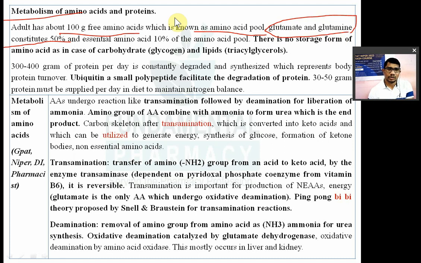Glutamate essential amino acid उसमें 10% रहेगा. 50% of the amino acid pool is composed of glutamate and glutamine and 10% you have essential amino acids.